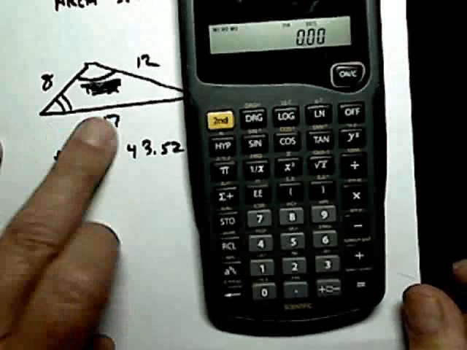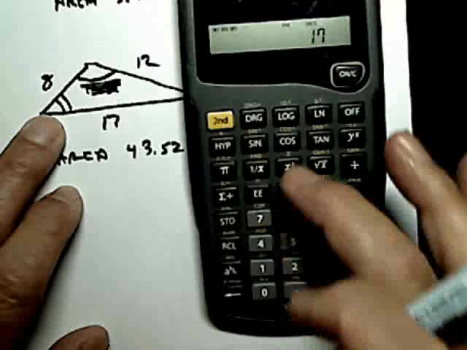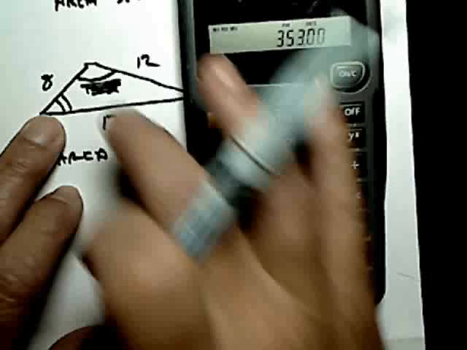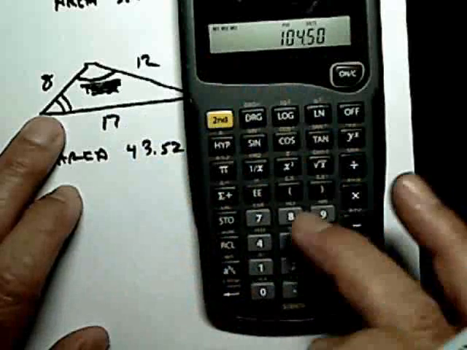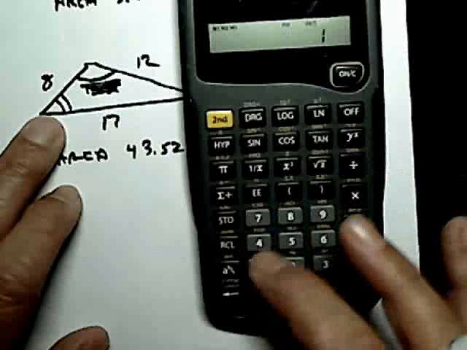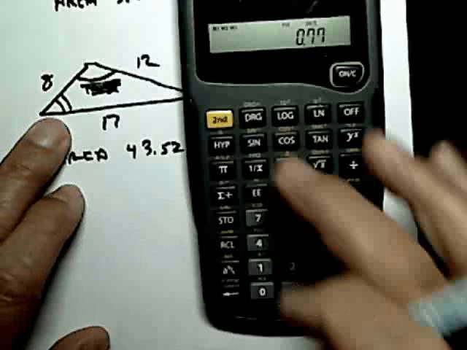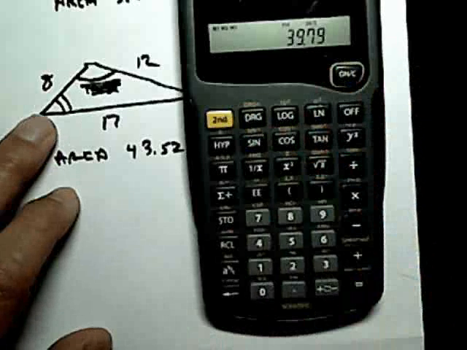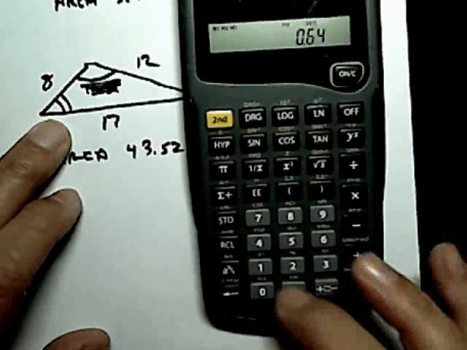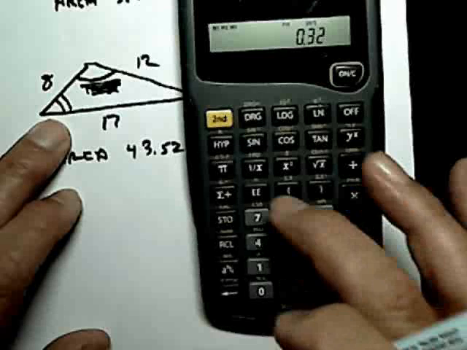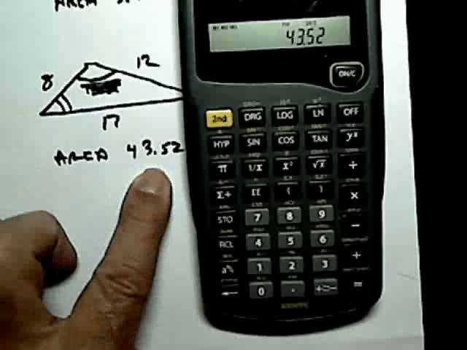So we'll take these two sides. We're going to take 8 squared plus 17 squared minus 12 squared equals, divided by 2, equals, divided by 8, equals, divided by 17, equals, and that'll be the cosine of that angle. Take the inverse cosine, and that's going to be 39.8 degrees. We're going to take the sine of that, times 0.5, times 8, times 17, and if there's any justice in the world, that'll be the same answer, 43.52, and indeed it is.